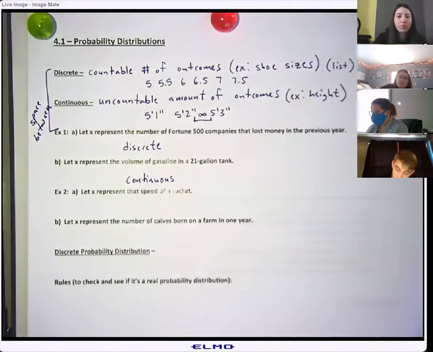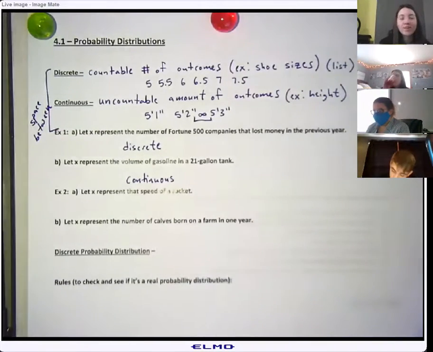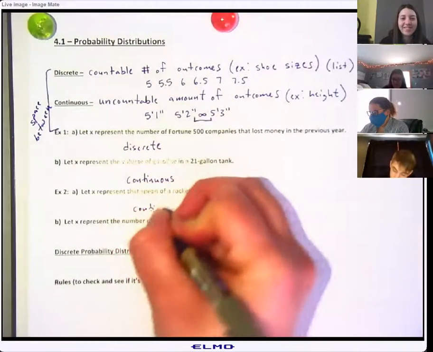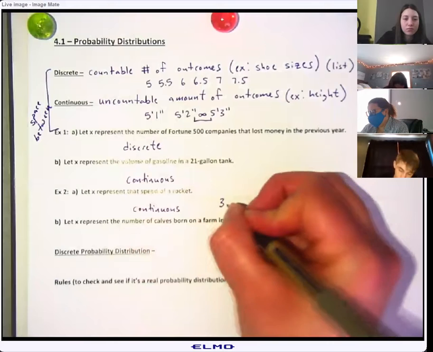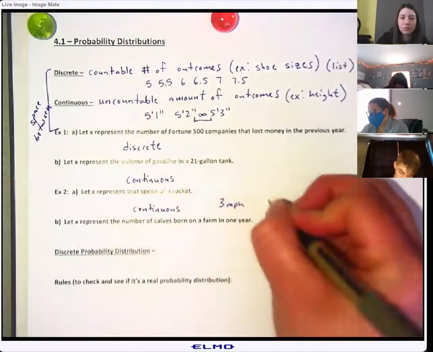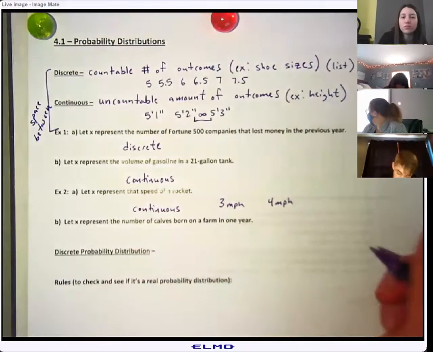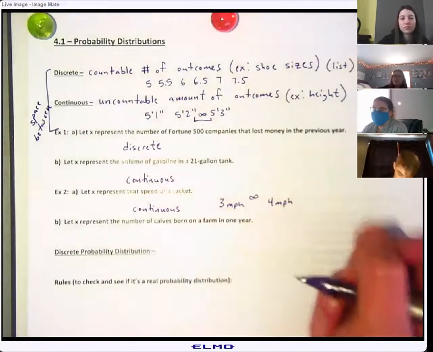Michaela? Okay, so for A, it's discrete or continuous. I am backwards. Continuous. Sorry. That one's continuous because if you think about 3 miles per hour and 4 miles per hour, that's how fast a rocket could be going. I mean, I hope it's going faster, but there's also infinite options between there. That makes it continuous.